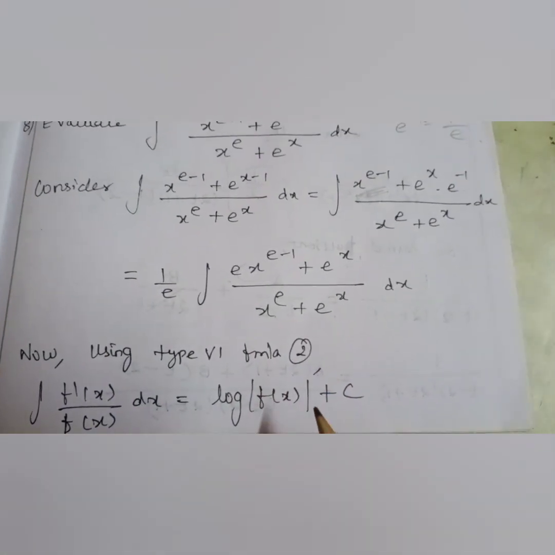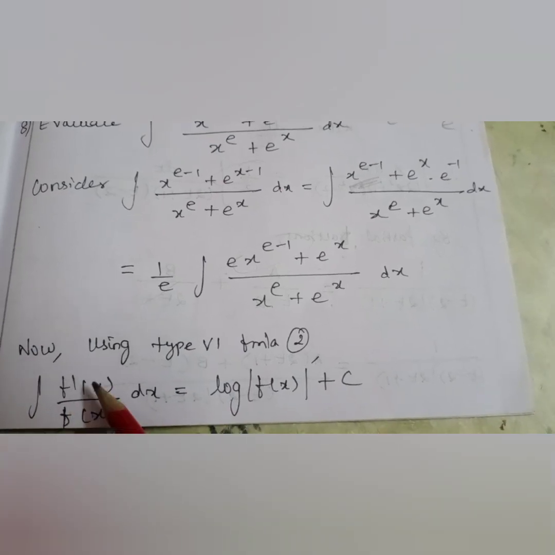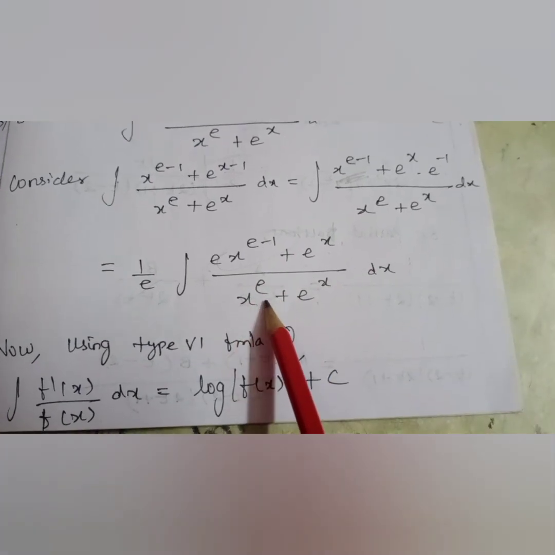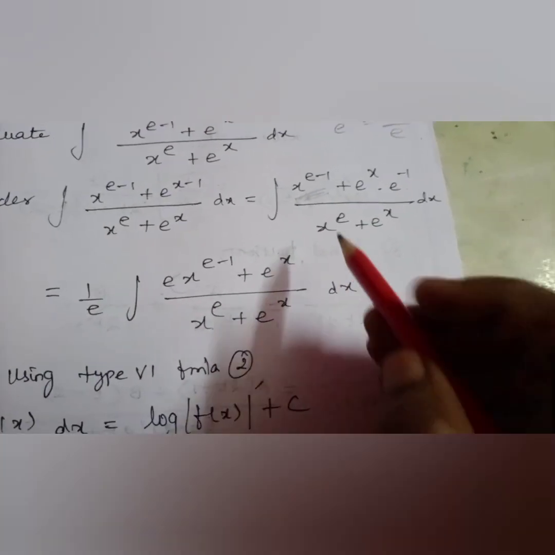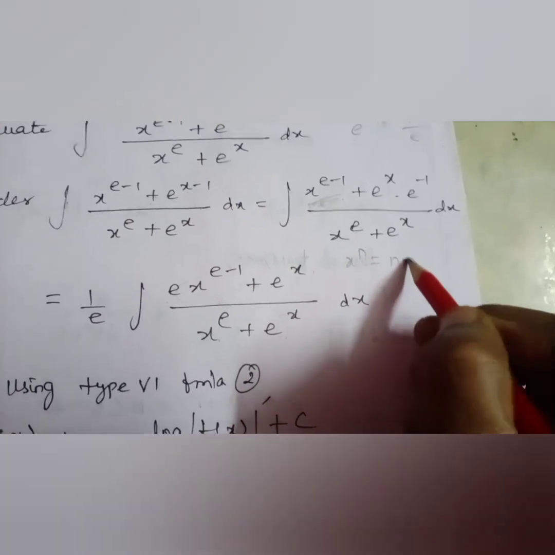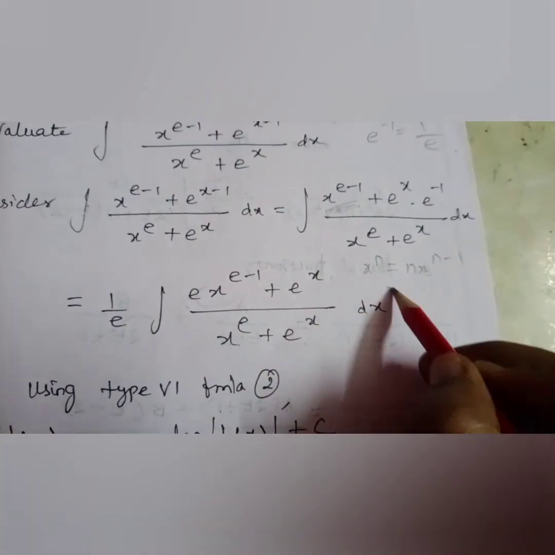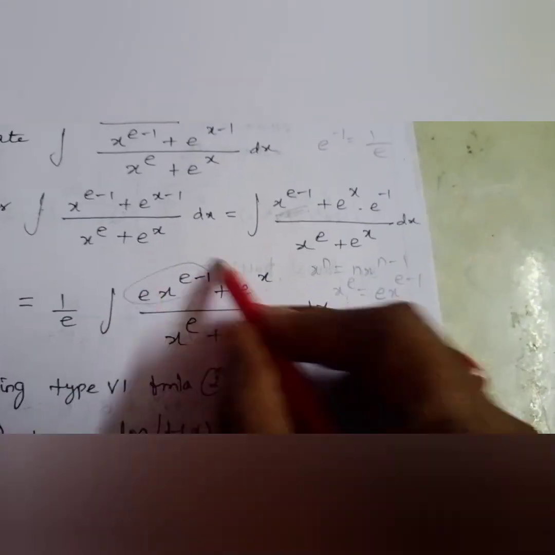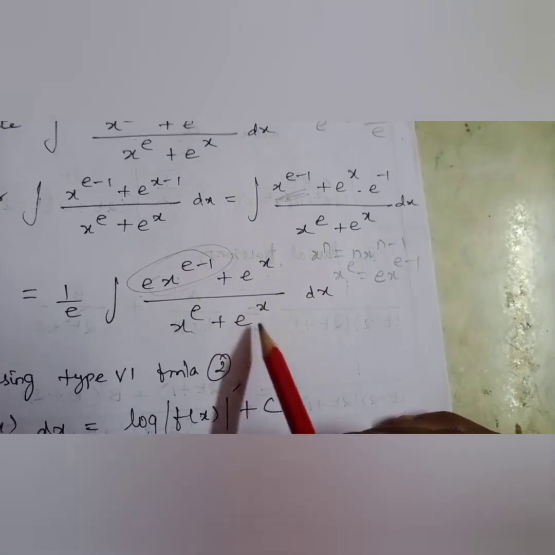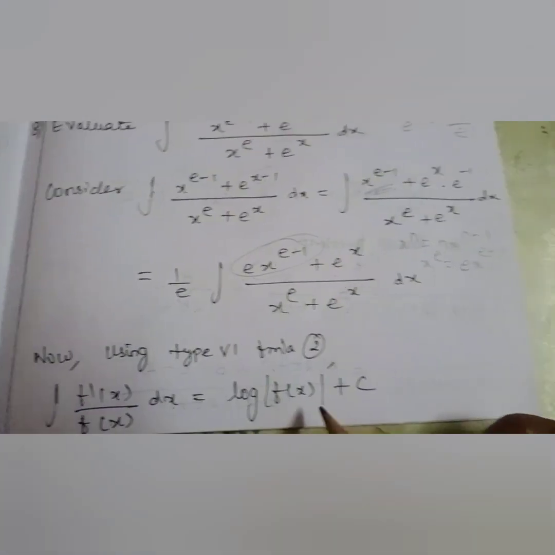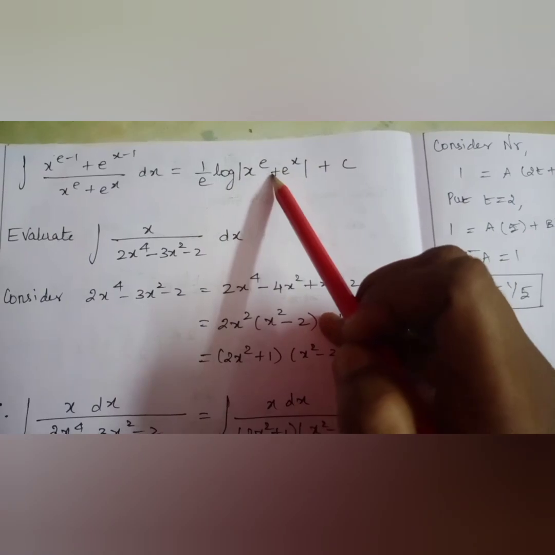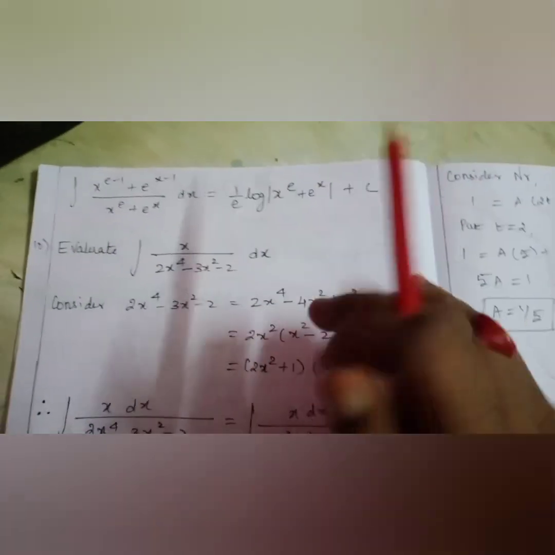Now we will once again move on to the type 6 formula 2, that is integral f dash of x by f of x dx can be written as log of f of x plus c. See here also, when I differentiate x power e, what is the x power n formula? x power n is n x power n minus 1. So here x power e, then what will happen? e into x power e minus 1. That is what is here. So when I differentiate this, I am getting this. When I differentiate e power x, I am getting e power x. So I can use this formula and write it as log of f of x. What is my f of x? x power e plus e power x plus c. So I have written it as it is.